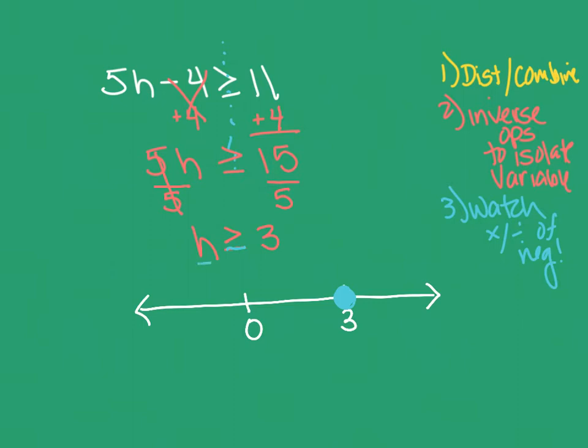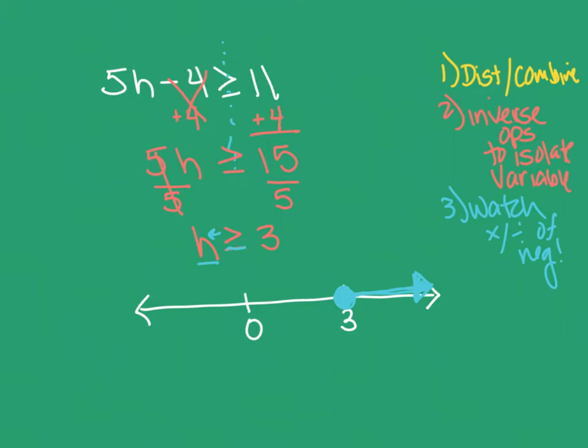And whatever h is, it's bigger. So I will just go ahead and color in the bigger side. That's just telling everybody the answer can be any possibility on that number line that is 3 or larger. There's the answer to that one.